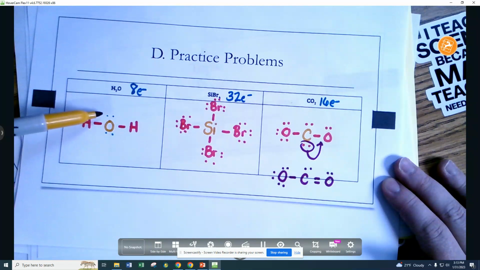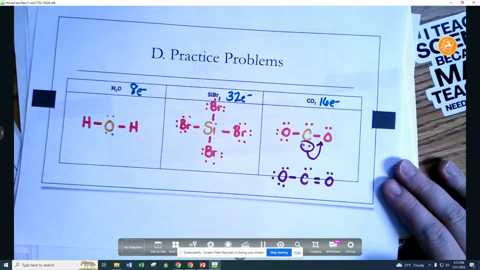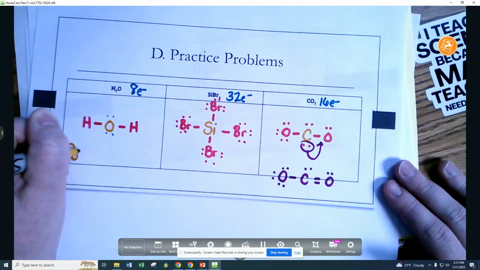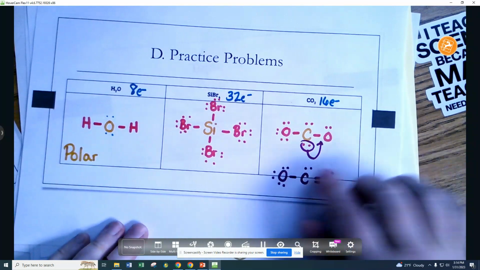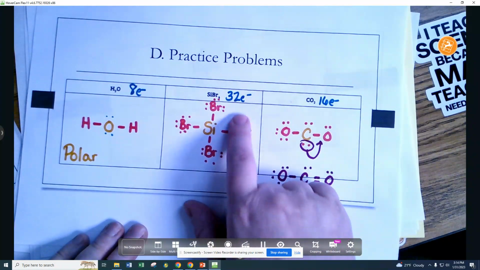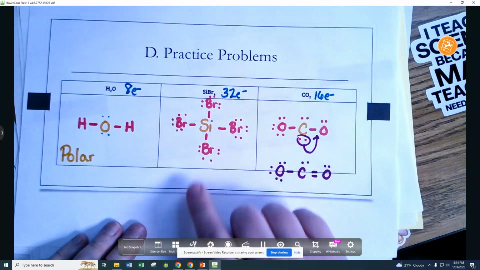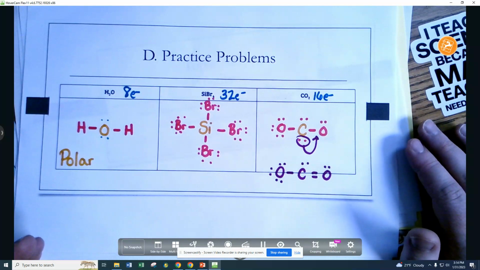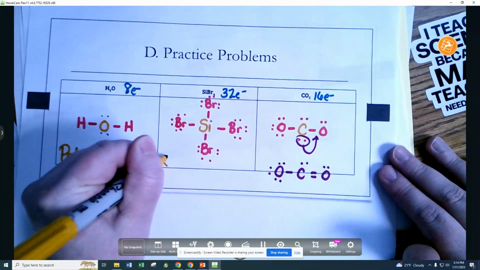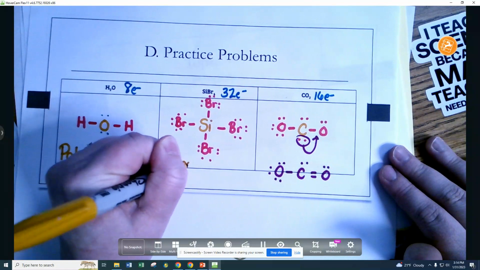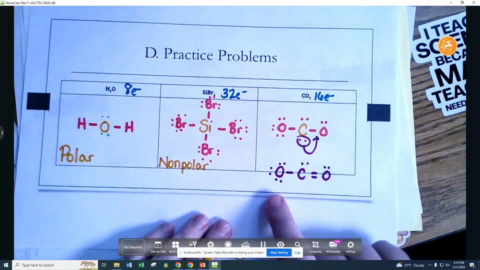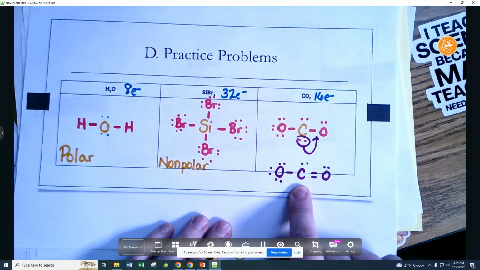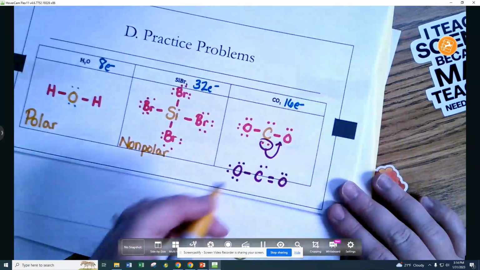Here we're looking overall. This one has 2 lone pairs on the central atom, so it is automatically polar. In example B, silicon is surrounded by 4 elements of the same type, all of which have the same electronegativity. The central atom does not have a lone pair, thus this is nonpolar. The last molecule here, carbon is our central atom. It has a lone pair on it. That would make it polar.